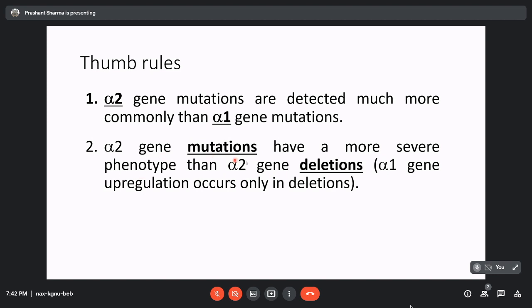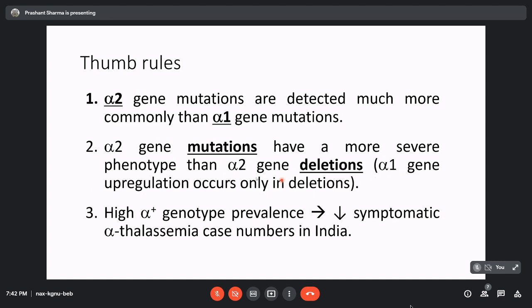But this does not happen if the alpha 2 gene has simply a mutation, but the rest of the gene is intact. This is because the transcription factors are shared between alpha 2 and alpha 1. So if the entire alpha 2 is gone, then the alpha 1 gene gets upregulated because the gene transcription has been stepped up. And third, in India, we have a higher frequency of alpha plus genotypes.